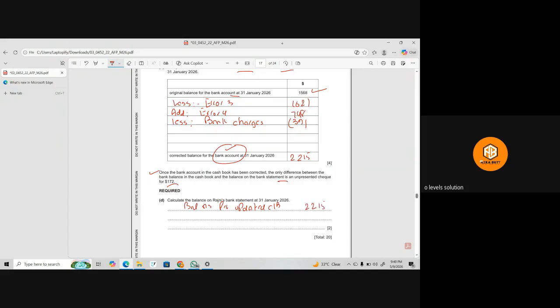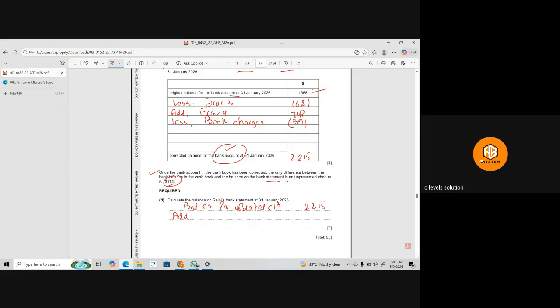So what we need to do is find out the bank statement balance. Remember that unpresented checks are the checks which we paid and recorded in the cash book, but which are not yet deducted by the bank. Since we already deducted that, to find out the balance in the bank statement from the balance as per the updated cash book, we will be adding it back.